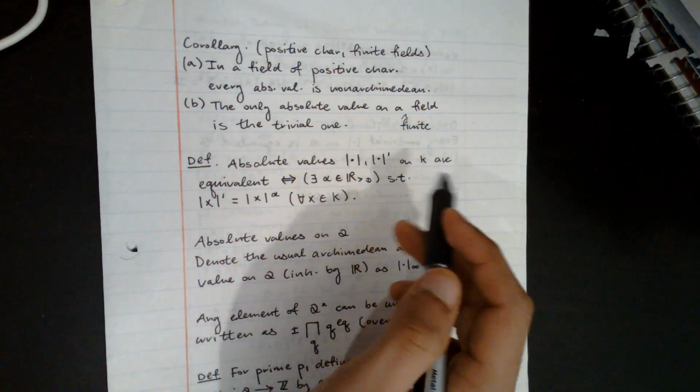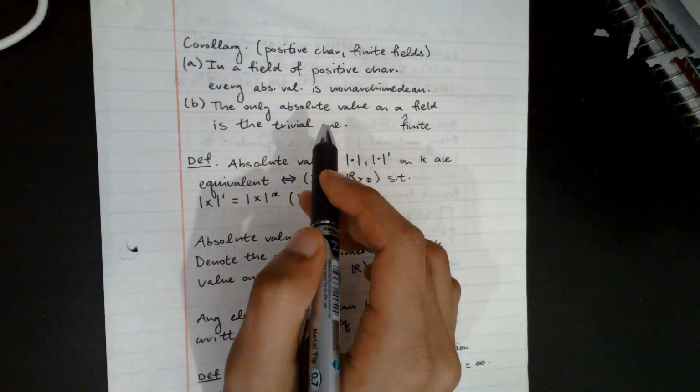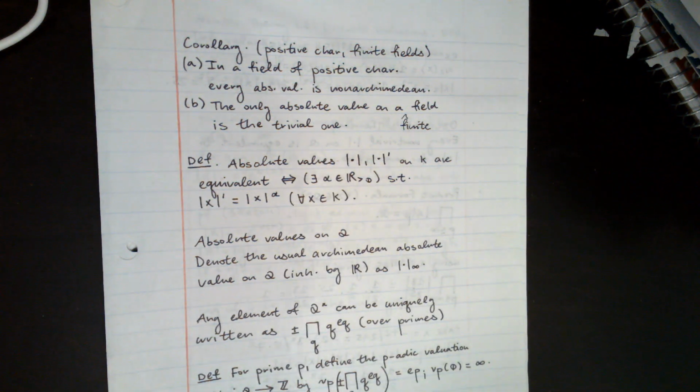And just to clear things up, finite fields don't necessarily have to have positive characteristic. Consider, like, rational functions over some finite field, for example. So this is fine. So we have these two very important corollaries which characterize the simple nature of absolute values on certain kinds of fields.